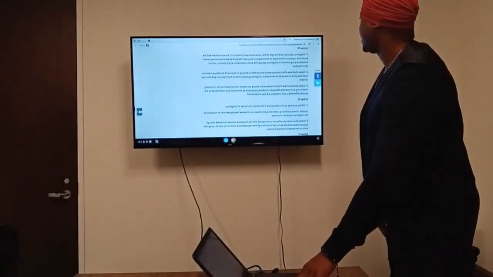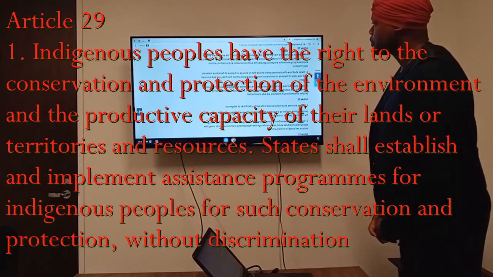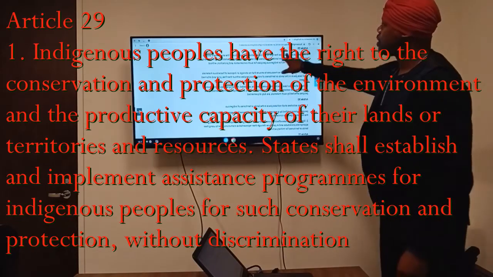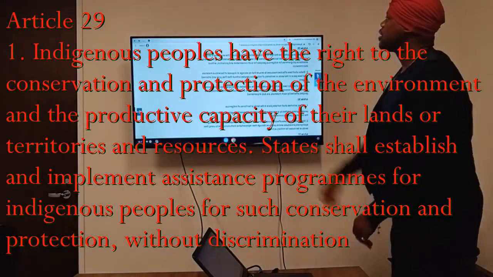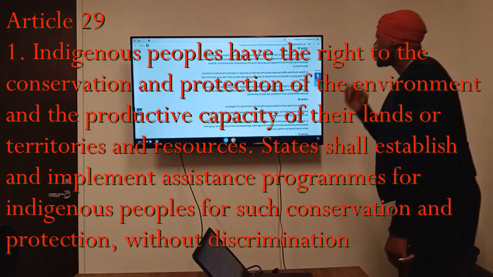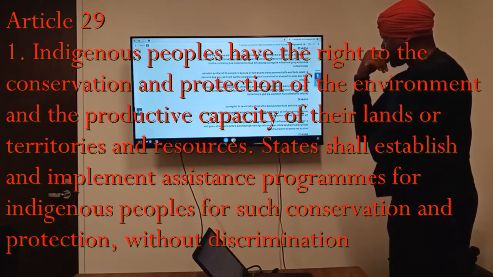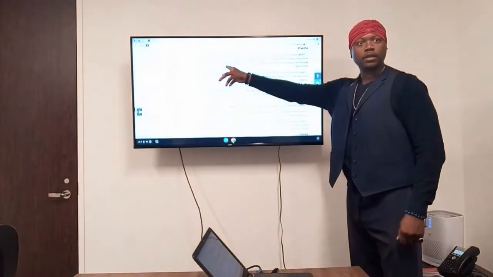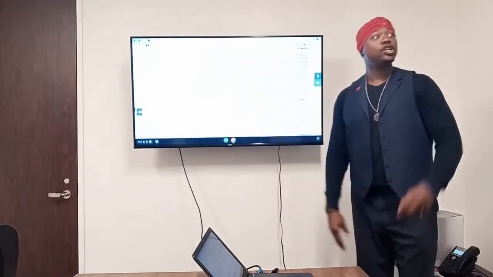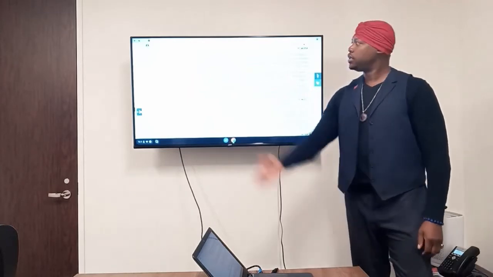Article 29. Section 1. Indigenous peoples have the right to the conservation and protection of their environment and the productive capacity of their lands or territories and resources. Stop. Their what? Their lands. Okay, continue on. States shall establish and implement assistance programs for indigenous peoples for such conservation and protection without discrimination. Protection again. Without discrimination. Go back and read your treaties. We are protected. They're even protected. We're not supposed to be doing anything to them, and they're not supposed to be doing anything to us. It's right here again.